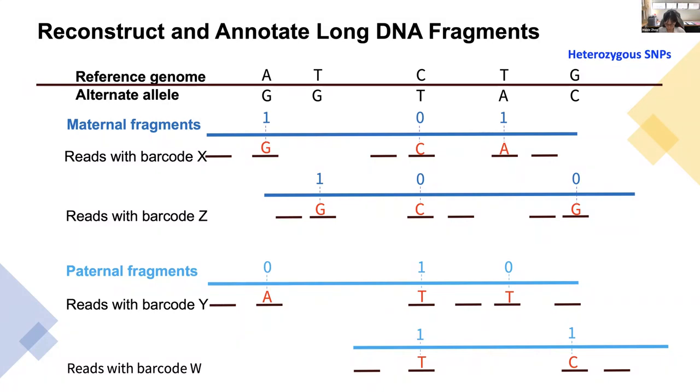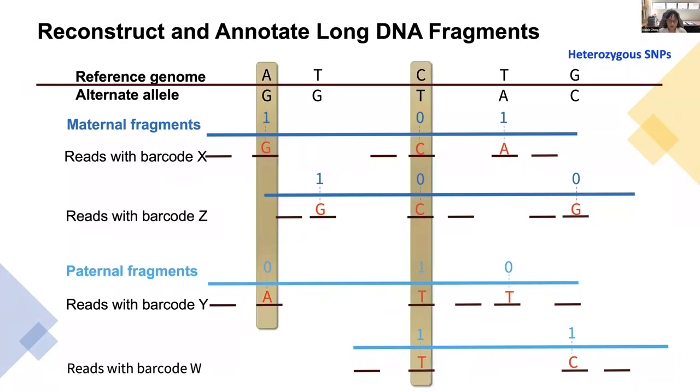So why do we want to annotate them with heterozygous SNPs? The basic idea is this. For a heterozygous position, if we know the long DNA fragment is from the maternal haplotype, if they show 1.